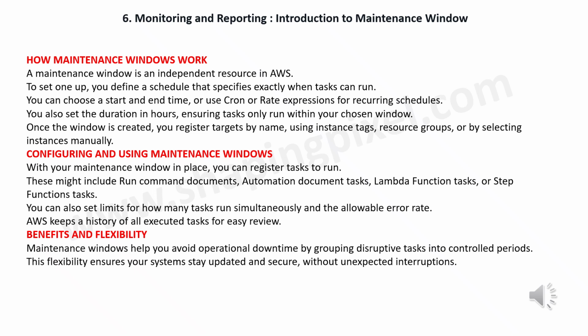With your maintenance window in place, you can register tasks to run. These might include Run Command documents, Automation document tasks, Lambda function tasks, or Step Functions tasks. You can also set limits for how many tasks run simultaneously and the allowable error rate. AWS keeps a history of all executed tasks for easy review.